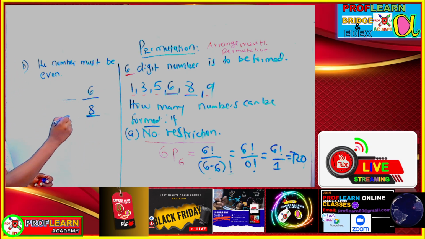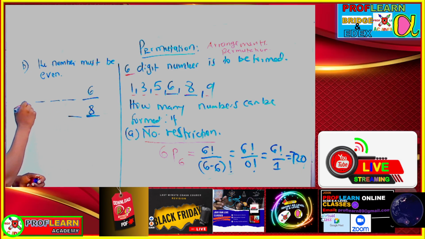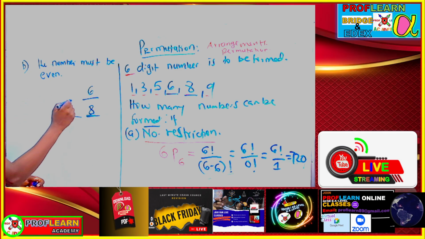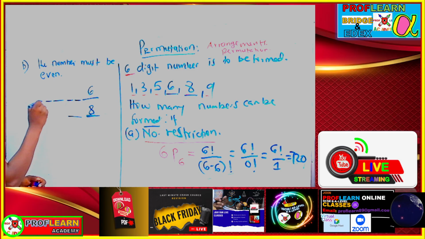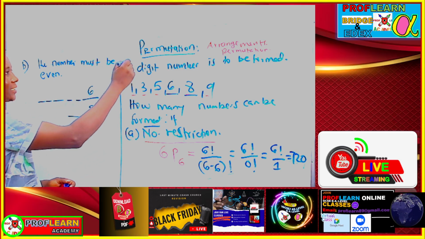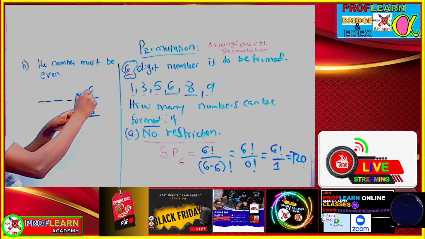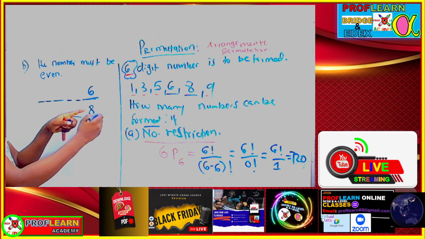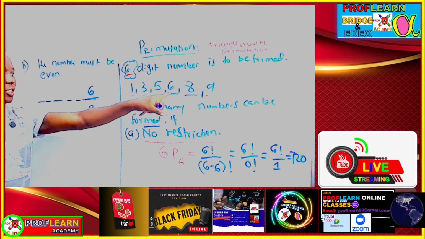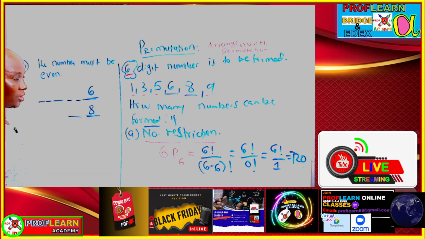So the remaining options will be how many? 1, 2, 3, 4. Let me just reduce the size. 1, 2, 3, 4, 5. Because it's a 6-digit number we are talking about, and the last digit will be an even number. For the number to be even, the last digit must either finish with 6 or must finish with what? 8.